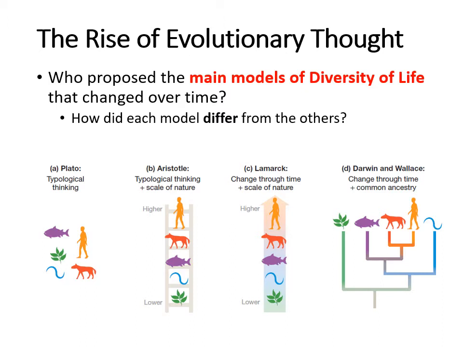Lamarck did keep some stuff from the previous models. He kept that scale of nature, which simply means he still believed that there was a linear organization of species with lower beings and higher beings, okay? But now he's introducing the idea that organisms do change. The other aspect of Lamarck that I want you to remember is that in his model, he believed that organisms start as these lower beings, and then in their own lifetime, they change to make their way into higher beings based on their need to overcome challenges in their environment.